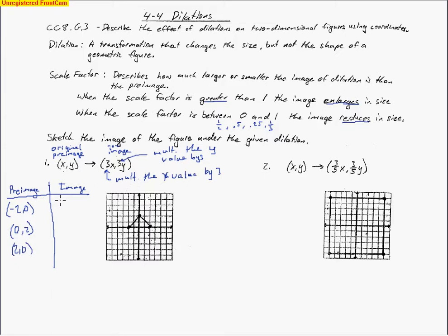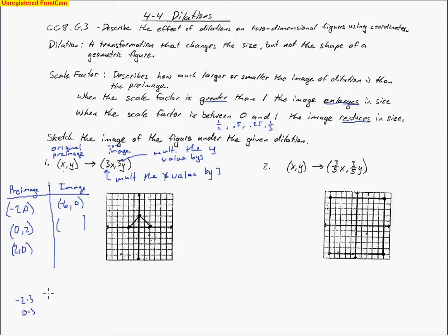So for the image, the new image, we're going to take these numbers and multiply them by 3. For that first one, it's going to be -2 times 3, and that's going to give me -6. And then I'm going to do 0 times 3, and that's going to give me 0. Basically I'm just taking these components of the ordered pair and multiplying by 3, because that's what it tells me to do here. So do the same thing on this one.